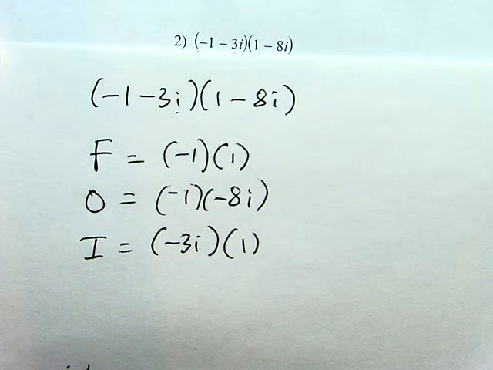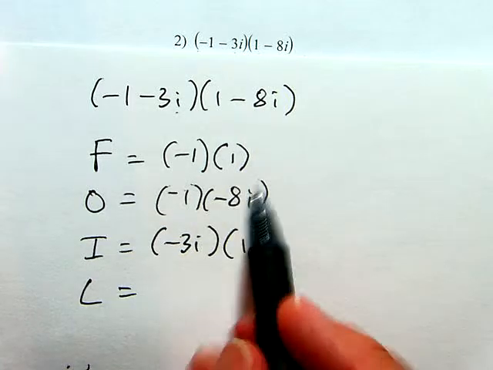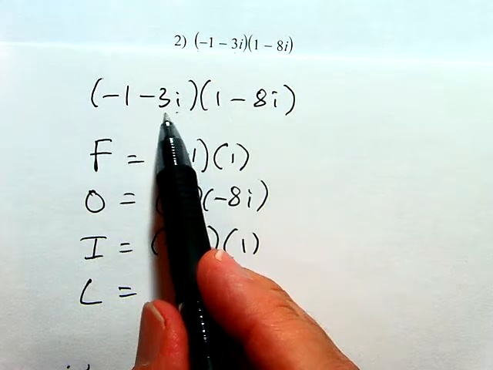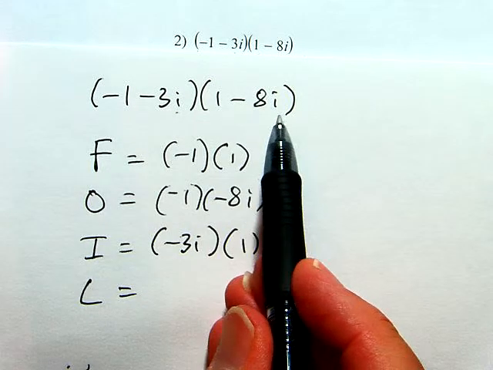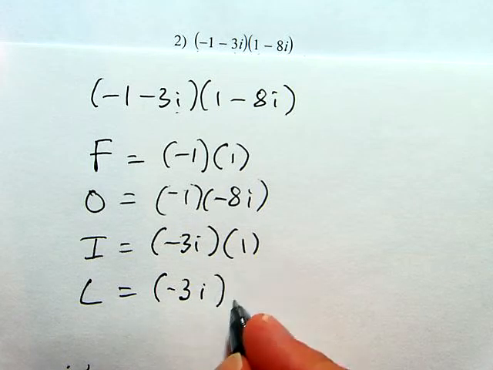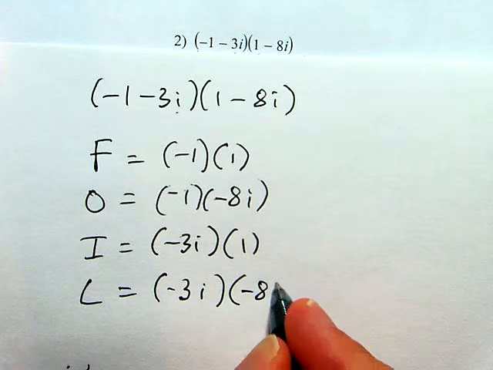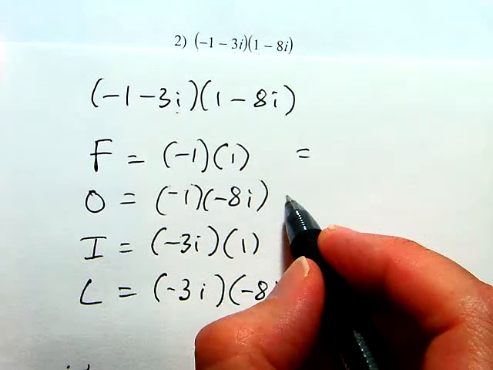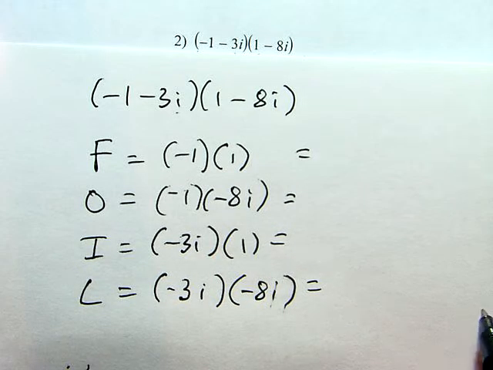And L would be the last two factors, okay? Negative 3i and negative 8i. So we multiply those two together. So now what we have to do is multiply these out, add them together, and we're done.